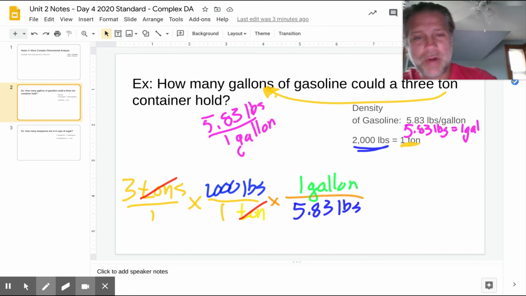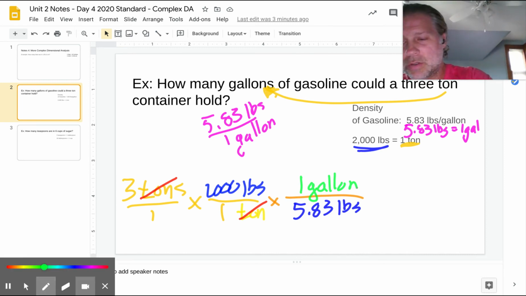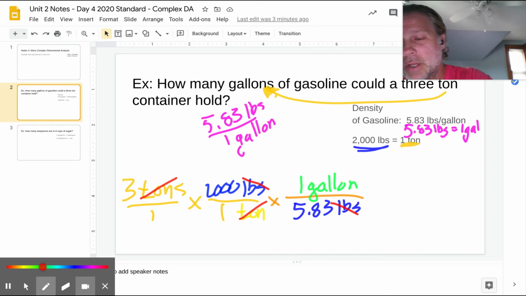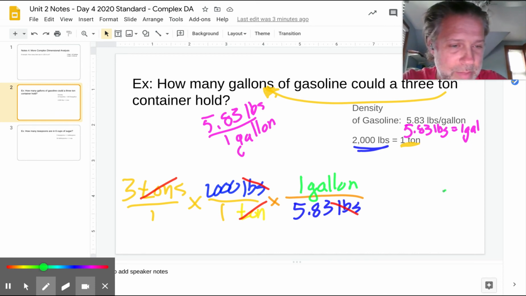So in this problem, I'm going to check my units and I'm going to see that pounds cancels out. So tons canceled out, pounds canceled out. So I'm only left with units of gallons, which is good. So that's going to be my unit for my answer.